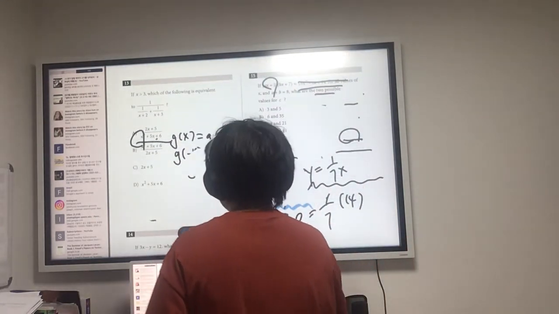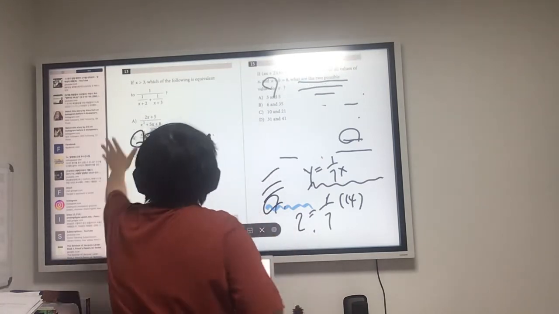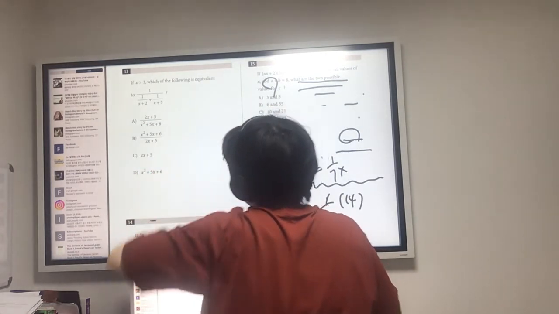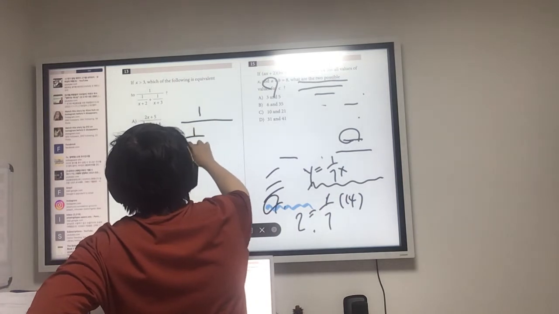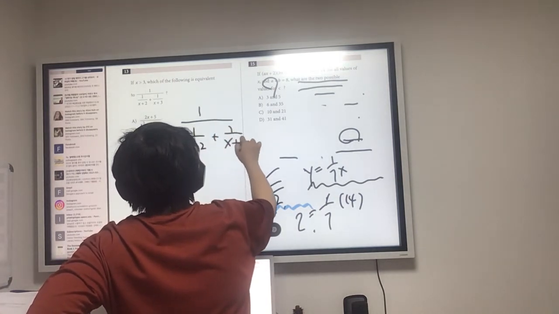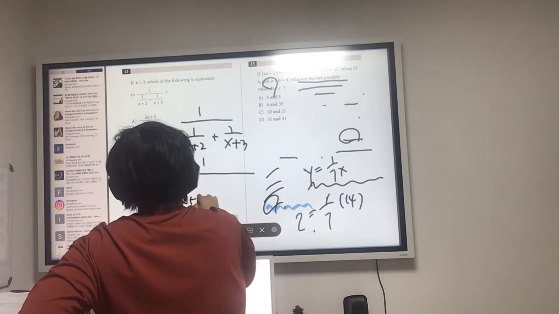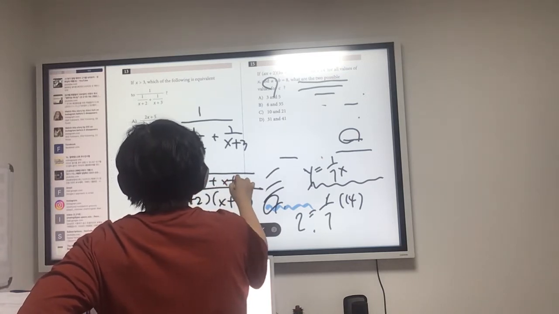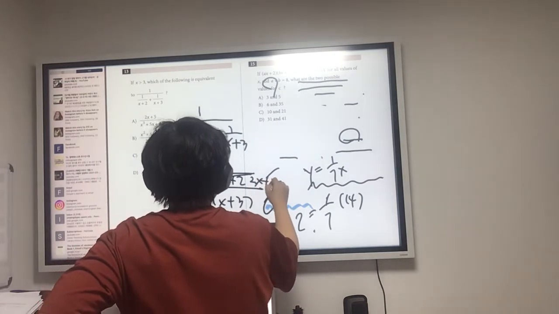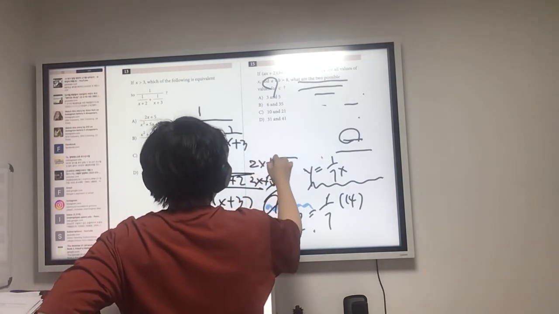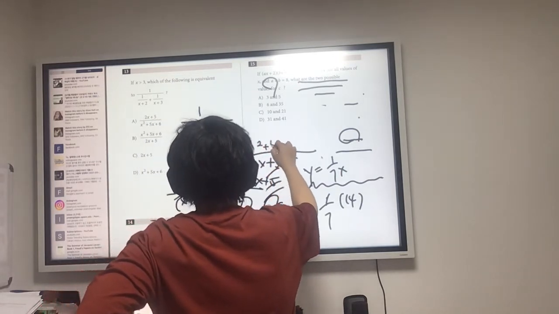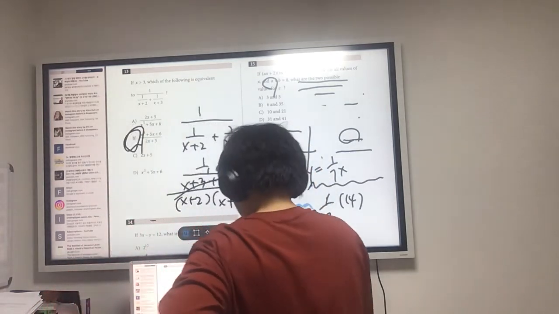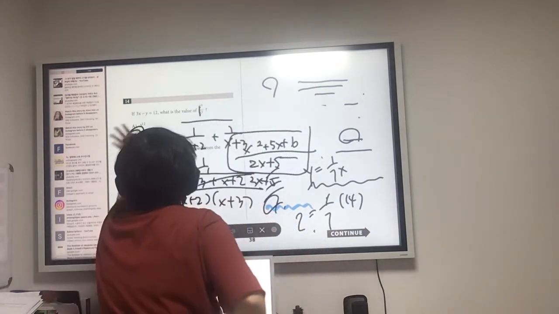And then number 13: which of the following is equivalent? We have 1 over x plus 2 plus 1 over x plus 3. So x plus 3 plus x plus 2 gives 2x plus 5, over x squared plus 5x plus 6. So B would be the answer.